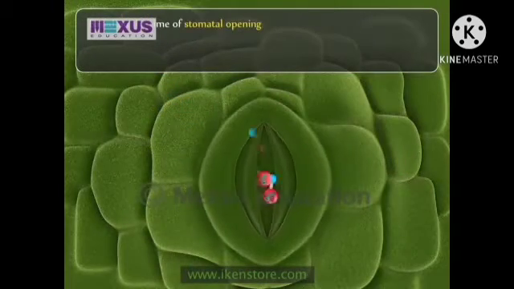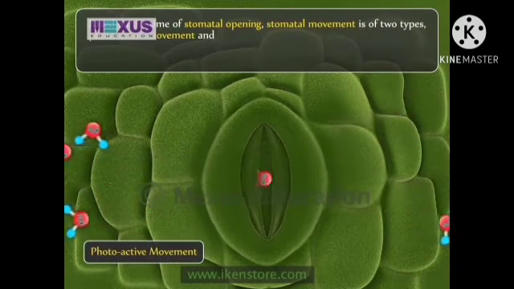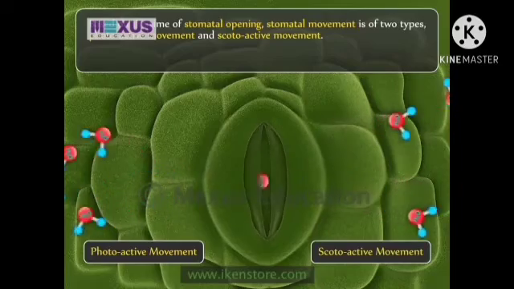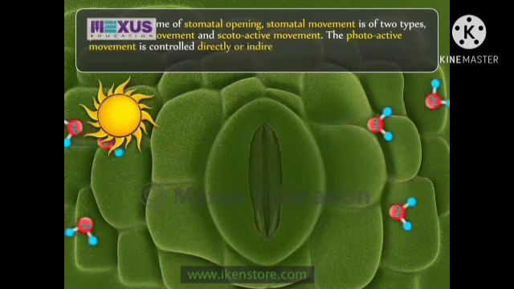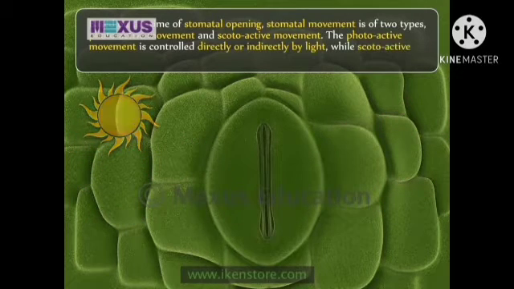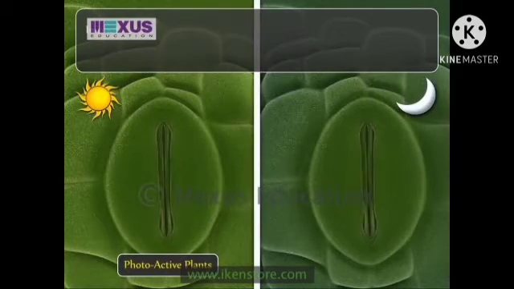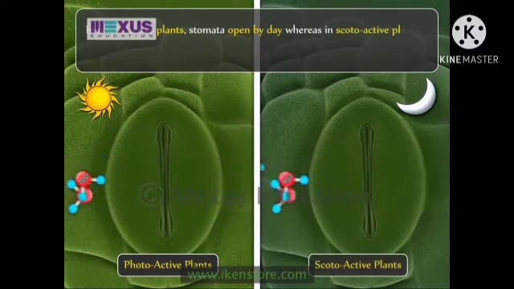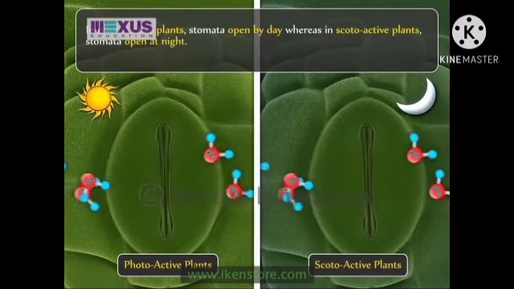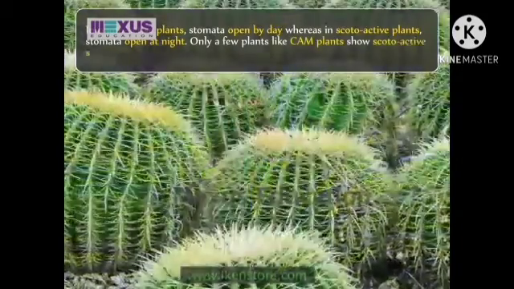Based on the time of the stomatal opening, stomatal movement is of two types: photoactive movement and scotoactive movement. The photoactive movement is controlled directly or indirectly by light, while the scotoactive movement is not controlled by light. In photoactive plants, the stomata open by day, whereas in scotoactive plants, they open at night. Only a few plants like CAM plants show scotoactive stomatal movements.